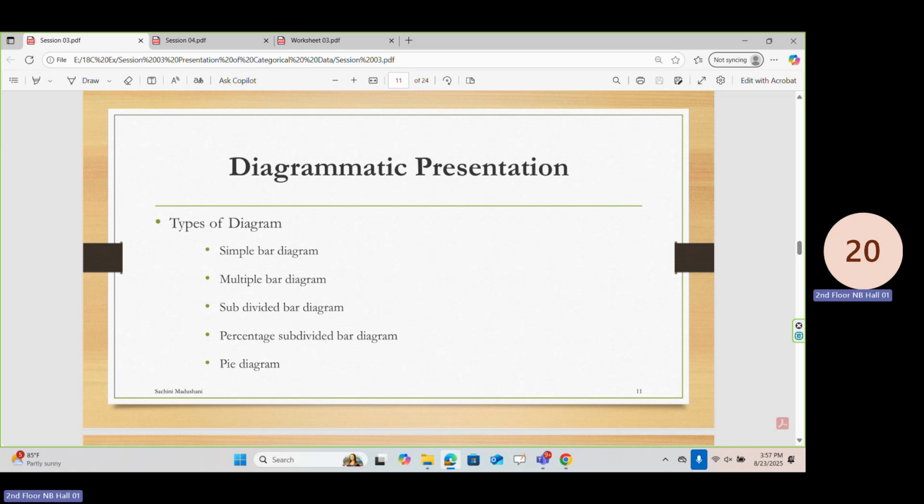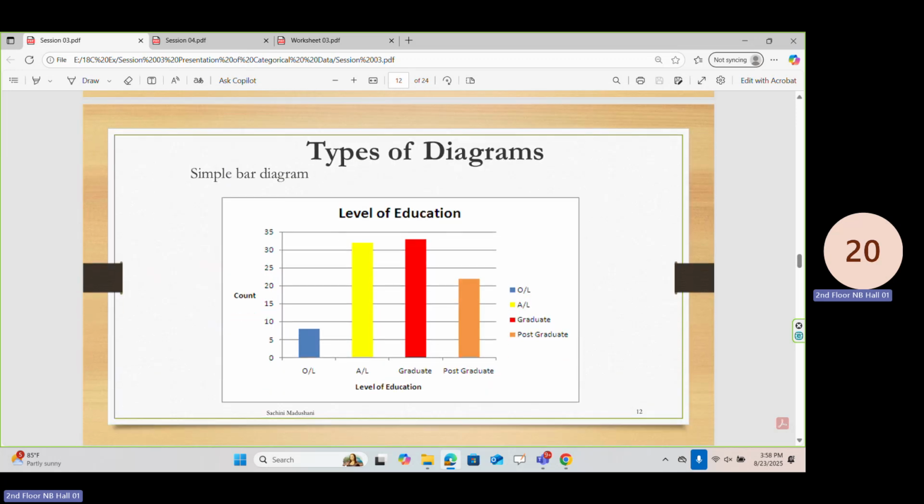Then the first method we can use to present the categorical variables is the tabulation format. The second method is how we present them using charts and graphs. Okay, then different types of diagrammatic presentations are there. You know about these charts. But the first one, simple bar chart. Only if we have one categorical variable, then we can insert the simple bar chart.